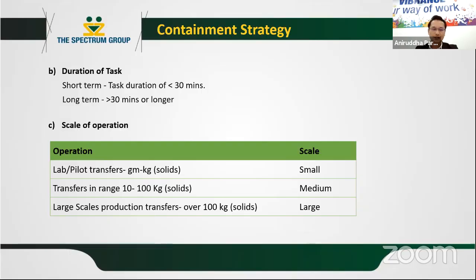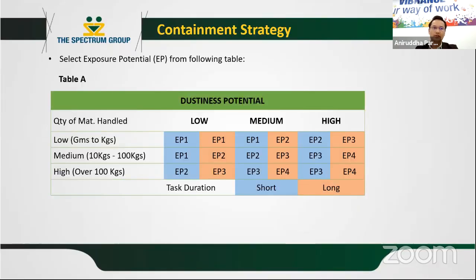And then the scale of operations will come into the picture. Are you handling very small grams, kgs, or transferring tens and hundreds of kilos? And then there are very large scale transfers. So looking at the dustiness potential, the amounts to be handled, and the duration of the task, we arrive at an exposure potential for the particular material being handled.